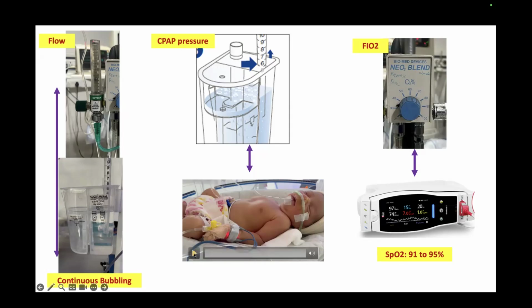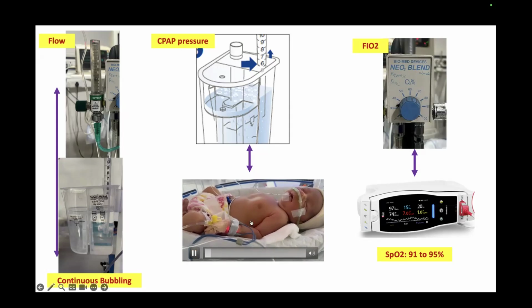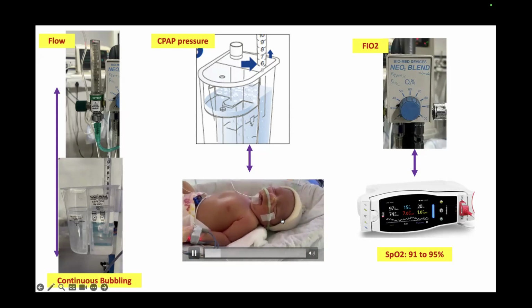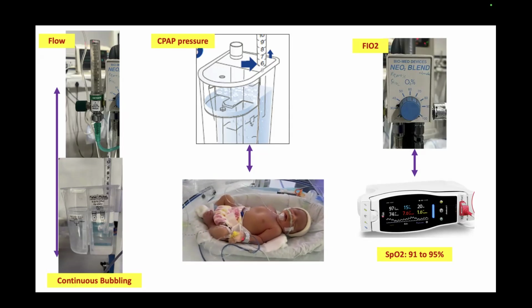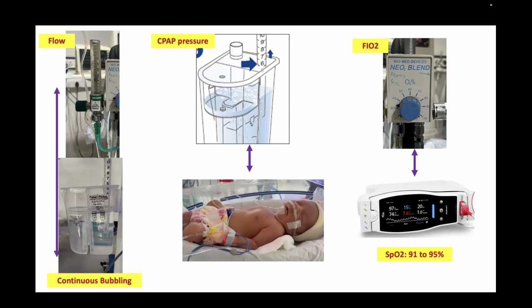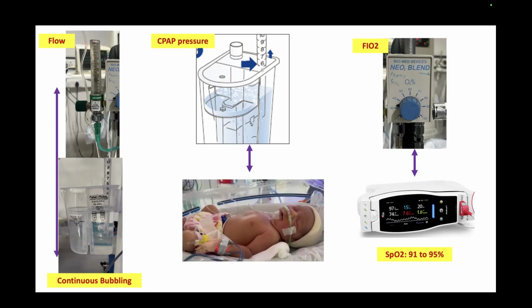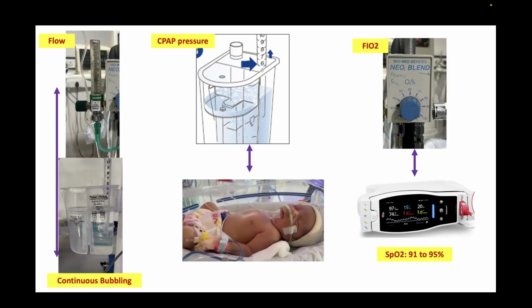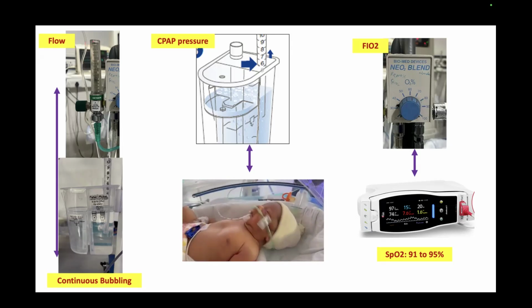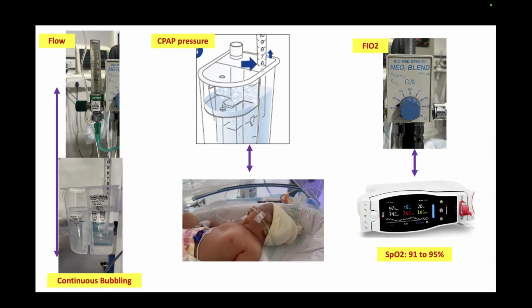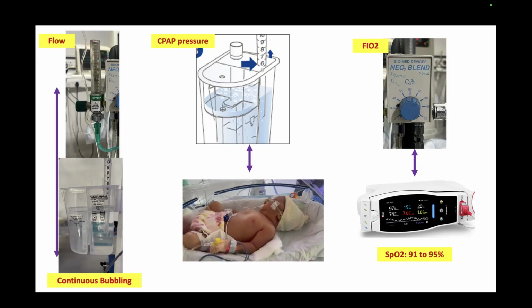And when do you increase the pressure? Increasing and decreasing the pressure is to decrease the work of breathing or to improve the FRC. So if the work of breathing is high, if the distress score is high, you increase the pressure by pushing the tube in. And if the work of breathing is less, or if the baby is quiet breathing, you decrease the pressure by pulling the tube out. So you start with a pressure of 5, and if your Silverman-Anderson score is the same or worsening, you keep increasing the pressure from 5 to 6, 6 to 7, 7 to 8.